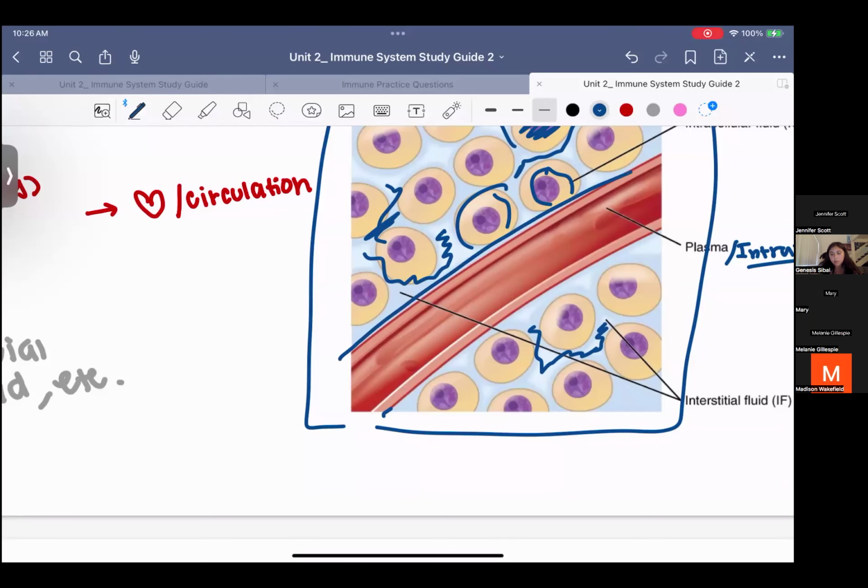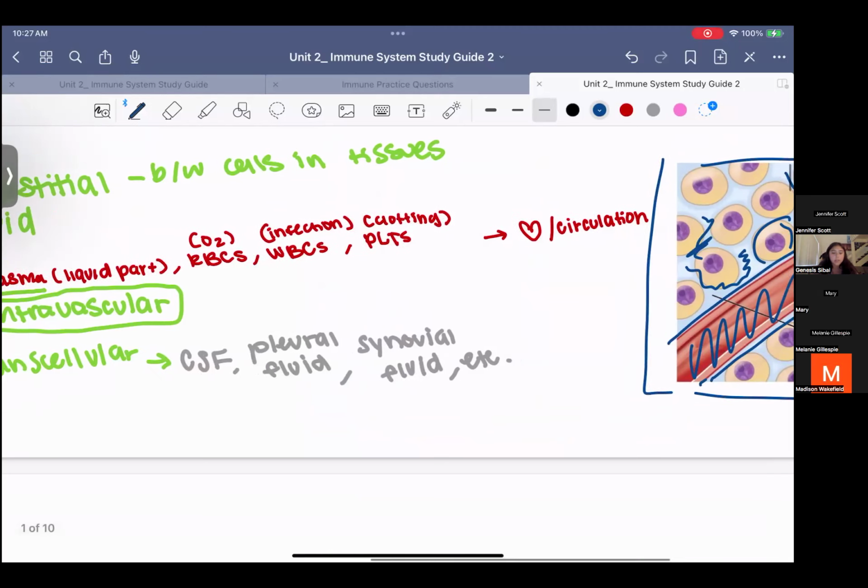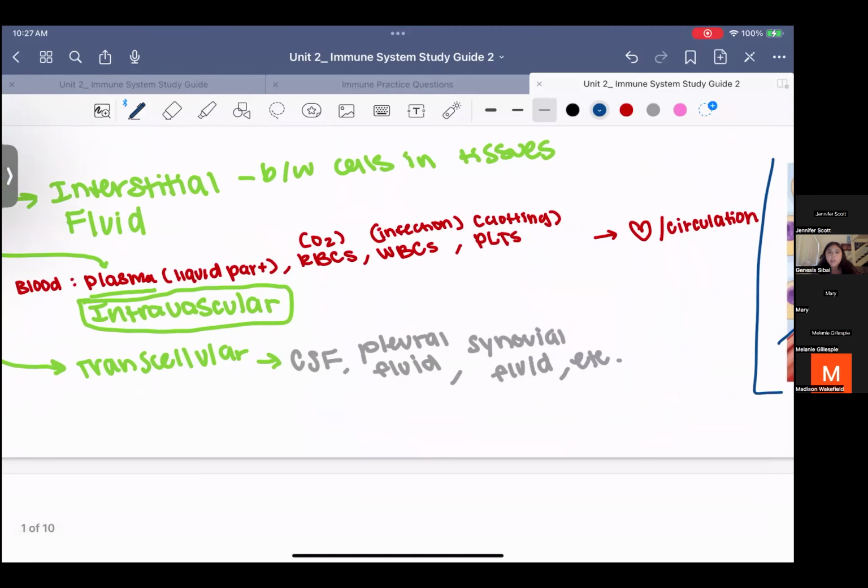So if we know that this is a blood vessel right here, and it has fluid, obviously we have fluid running through our blood vessels, this is also included in the extracellular space as well. So that's where you get intravascular. So intravascular, really what we're talking about is plasma, right?